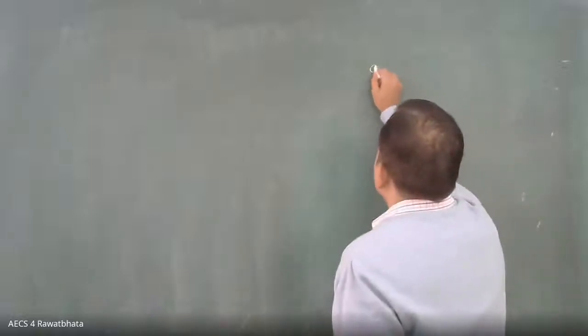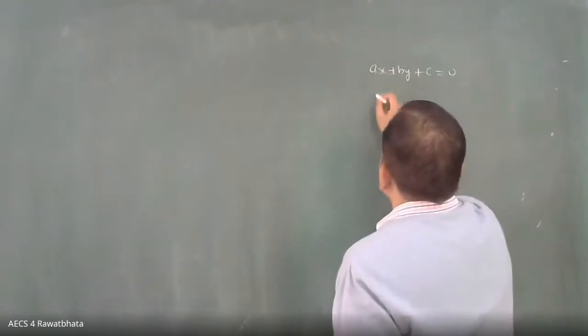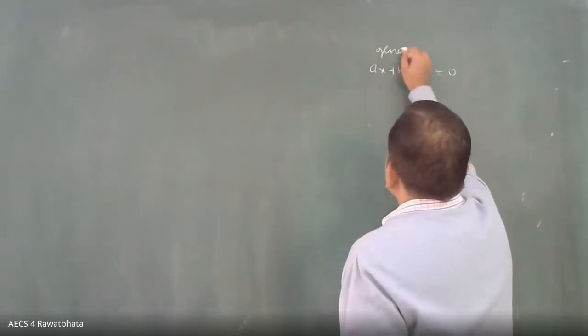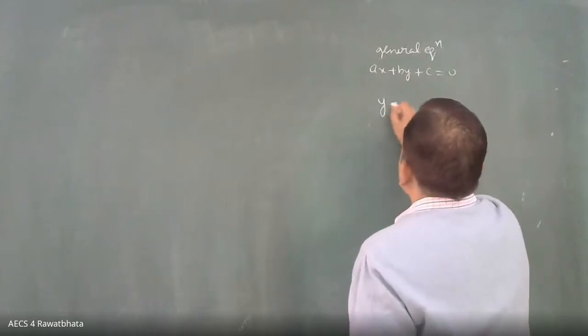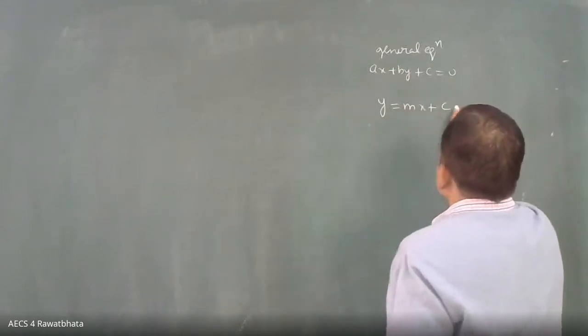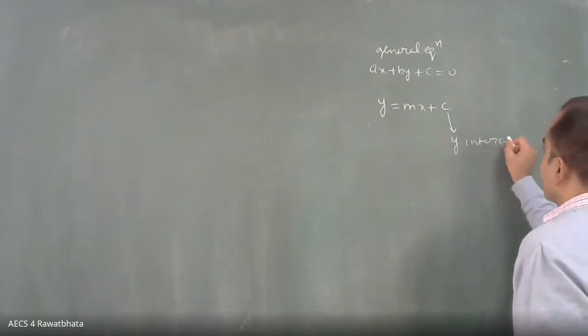We discussed the general equation ax plus by plus c equal to 0. This is called the general equation. We discussed the slope intercept form, y equal to mx plus c. This c is the y intercept. This is called the slope intercept form.